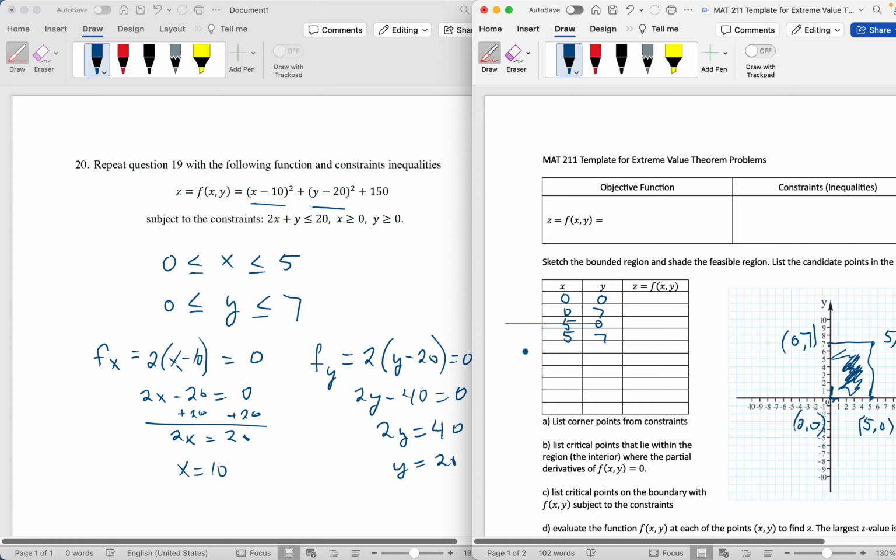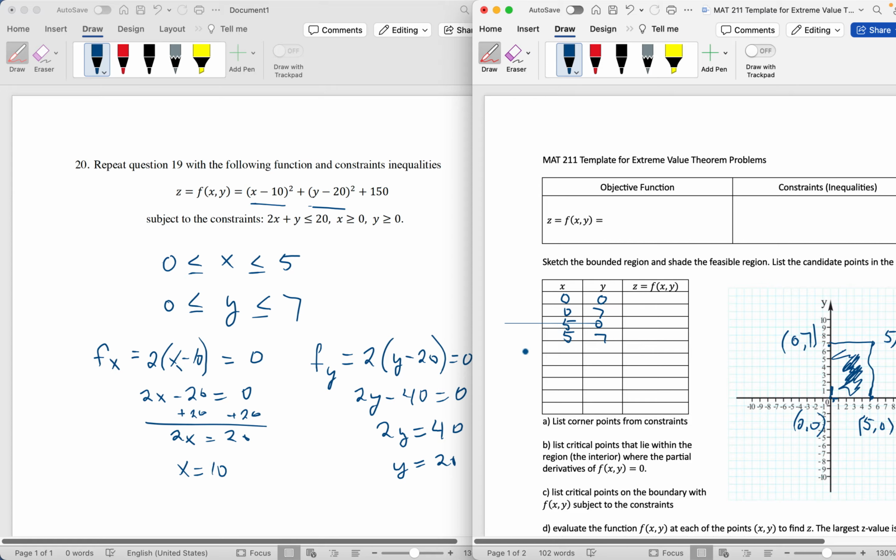And again, at some point, you'll plug those coordinates into the original function to get the z value. And then all we're going to look for is which one is the biggest z value. That's the maximum. Which one is the smallest z value? That's the minimum, okay, at the end. So this is not too bad. And then this is maybe the harder part, is we need to list the critical points on the boundary. So this was the critical point in the interior, right?